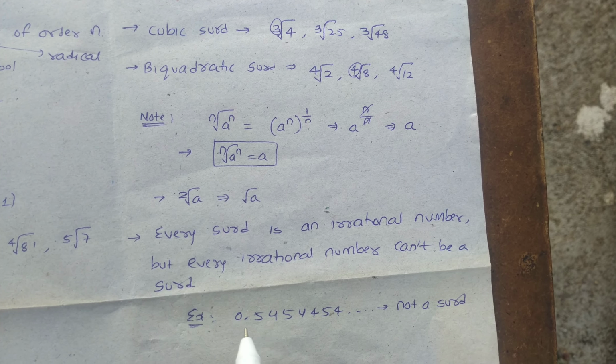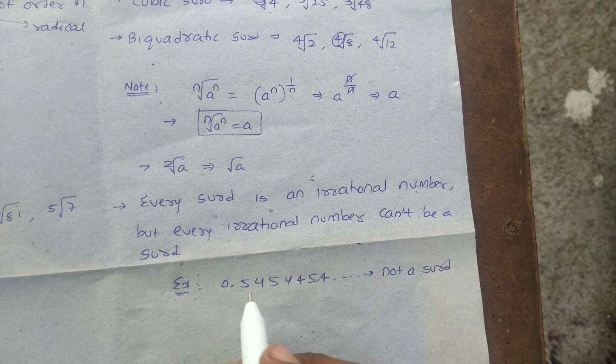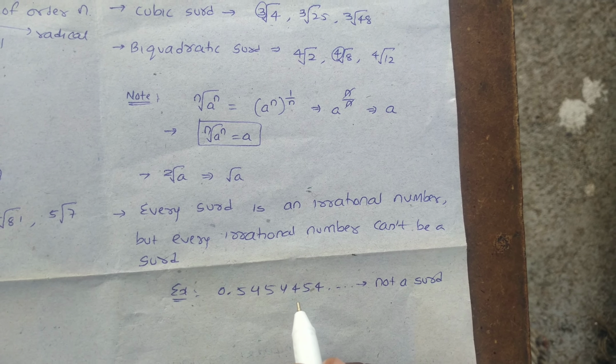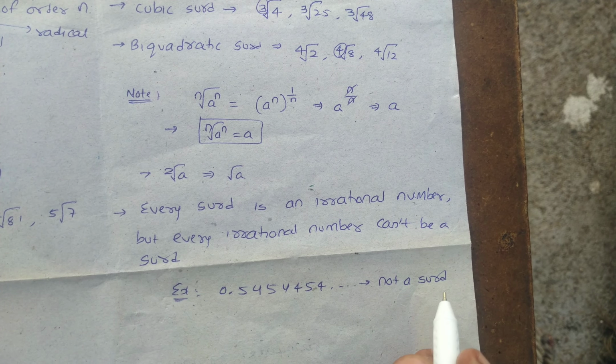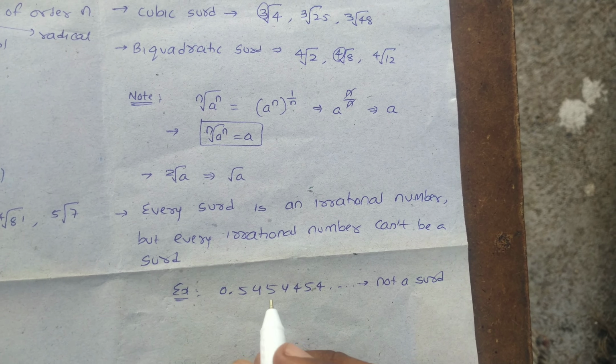A non-terminating, non-repeating decimal is an irrational number. We have studied this. So that's why it is an irrational number, but it is not a surd. Why is it not a surd? Because it is not in the form of the nth root of a. So that's why it is not a surd.